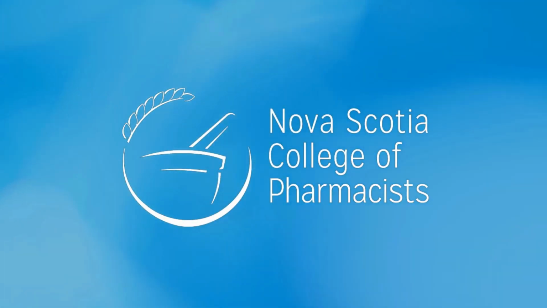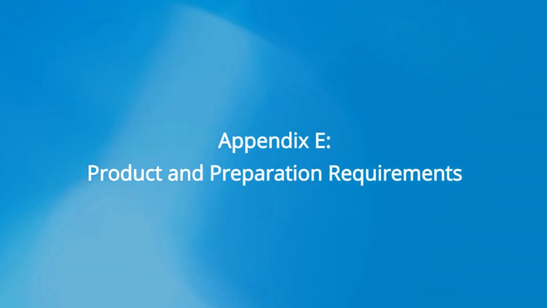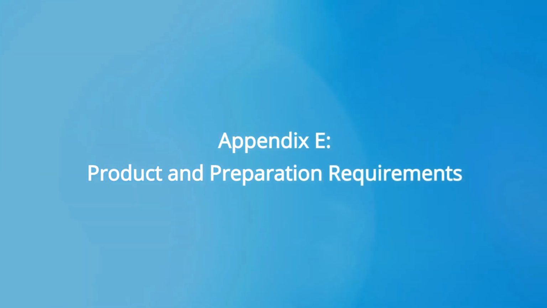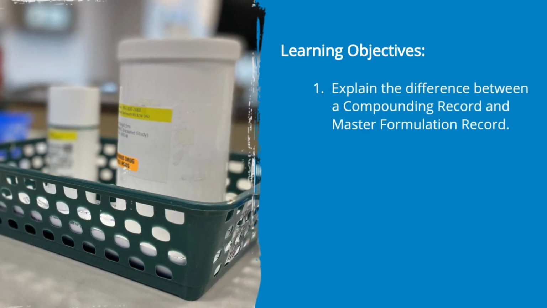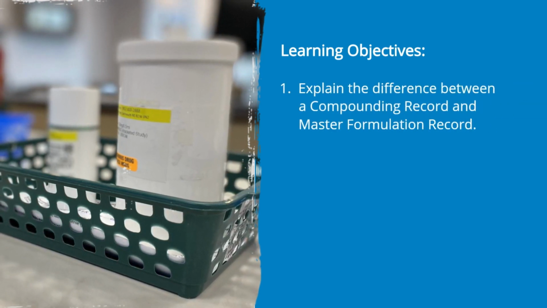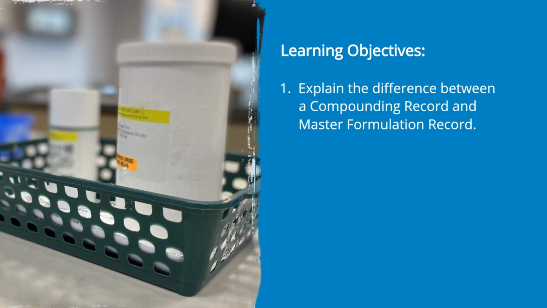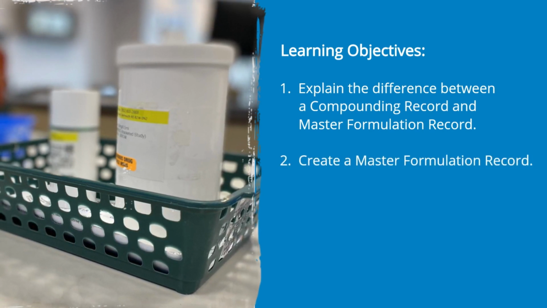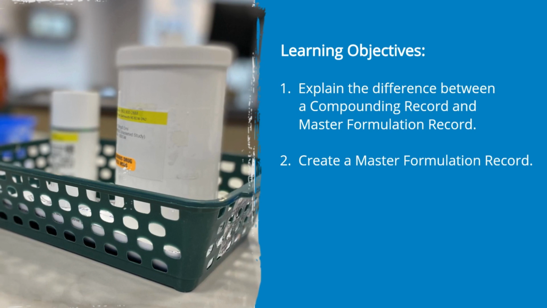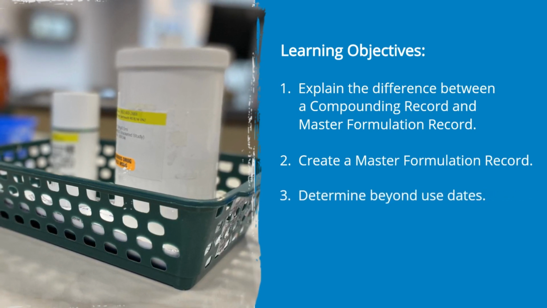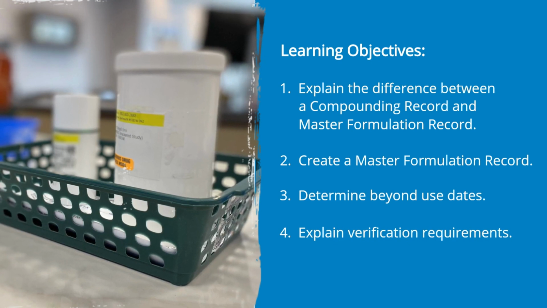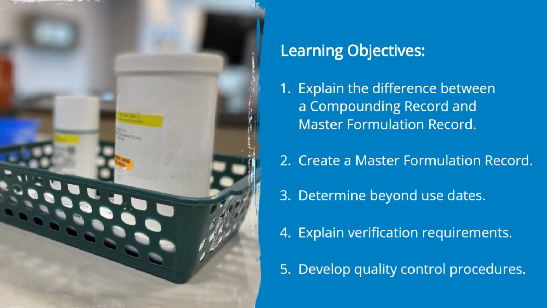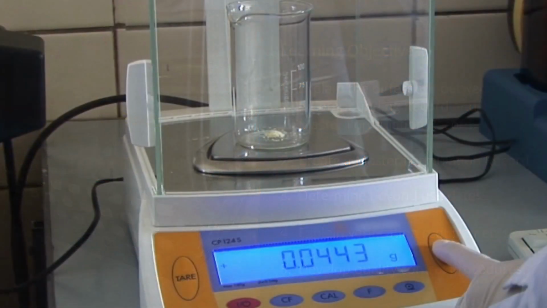Welcome to Module 5, where we will review Appendix E of the Nova Scotia Standards of Practice for Non-Sterile Compounding. Upon completion of this module, you will be able to explain the difference between a compounding record and a master formulation record, create a master formulation record from scratch, determine beyond use dates for compounds, explain verification requirements, and develop quality control procedures for compounding.